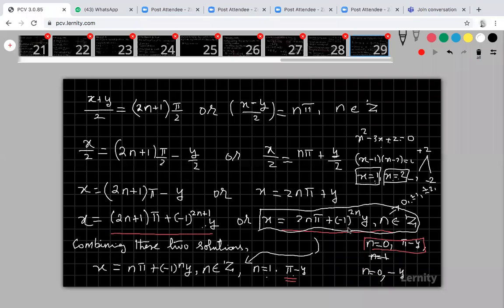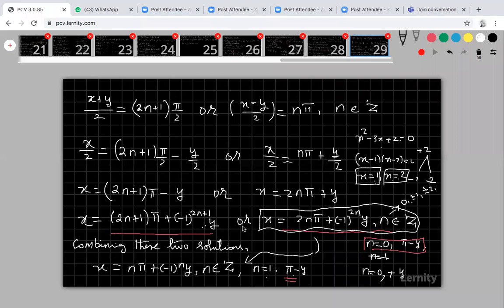Minus y only. My x is equal to minus y, because this is 0 minus y, and this is plus y, because minus 1 to the whole power 2 into 0 is y. And the same answer you will get here when applying n is equal to 0. Here it is minus 1 to the whole power 0, which is 1 into y. So if you apply n is equal to 0 here, the same answer you will get here with n is equal to 1.